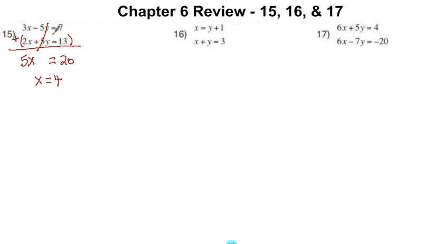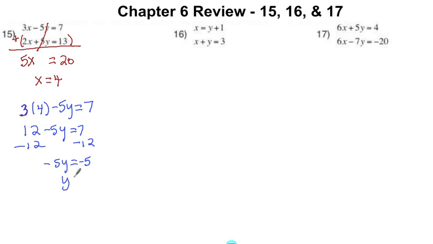Not done. I have to plug it back into one of my original equations. I'm going to plug it into the first one, so I get 3. Let's use a different color. So I get 3 times 4 minus 5y equals 7. So 12 minus 5y equals 7. We'd subtract 12 from both sides. We get negative 5y equals negative 5. So y equals 1. So your solution here is 4, comma 1. Number 16. Don't be fooled here. Yes, my x's line up. Yes, my y's line up.